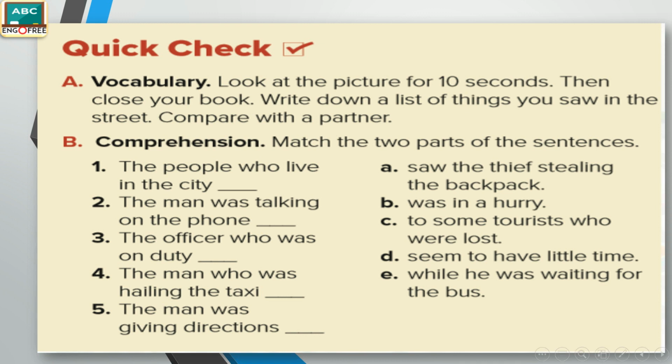B. Comprehension. Match the two parts of the sentences. Number 1. The people who live in the city seem to have little time. Number 2. The man was talking on the phone while he was waiting for the bus. 3. The officer who was on duty saw a thief stealing the backpack. Number 4. The man who was hailing a taxi was in a hurry. Number 5. The man was giving directions to some tourists who were lost.